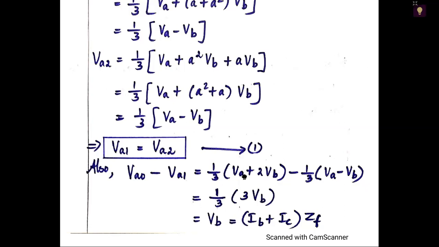So this VA and VA gets cancelled. 2VB minus of minus VB, that is 2VB plus VB, which is 3VB. 1 by 3 into 3VB. 3 and 3 gets cancelled, VB.